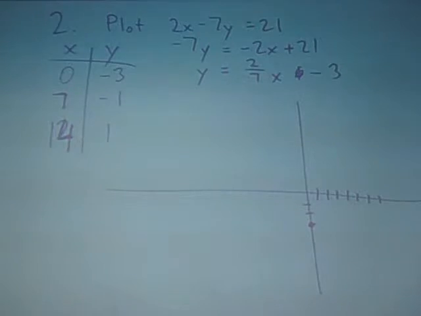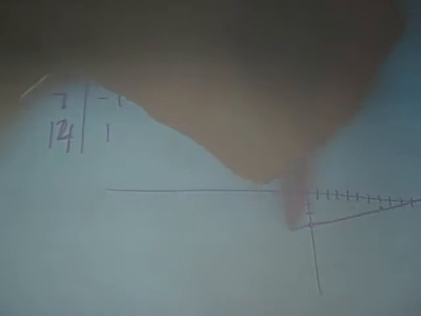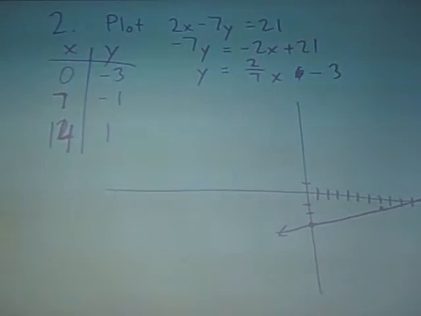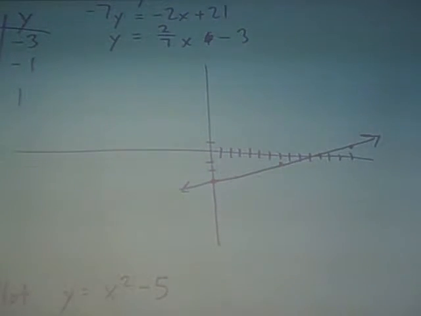Here's 7. 7, negative 1 is here. And there's 14 and 1. And so these points lie in a line that looks something like this. You can see that okay. Well, this is the x-axis and this is the y-axis.